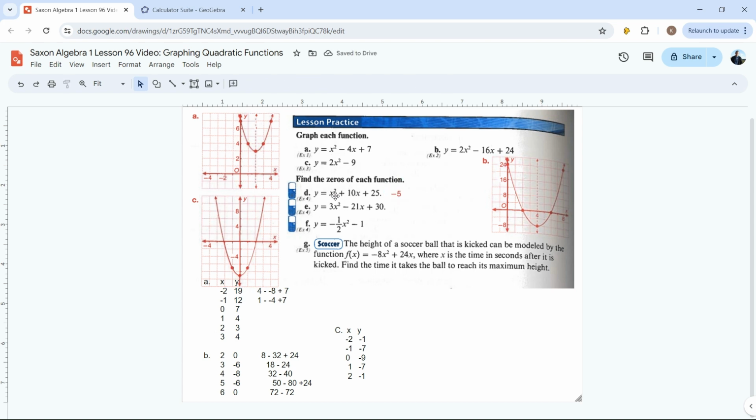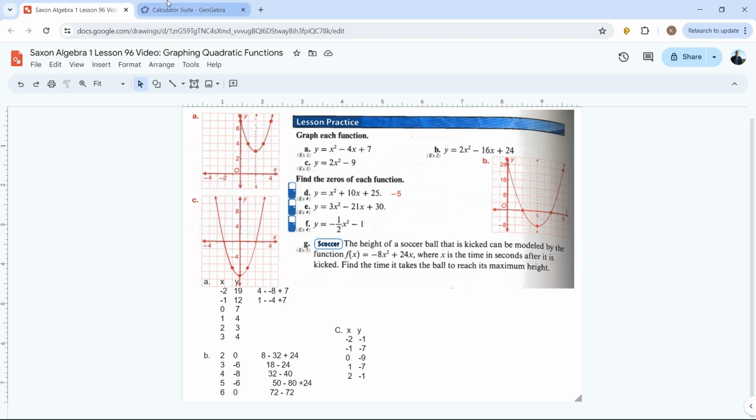What happens if I plug in -5 for x? Let's find out. -5 squared is 25. Plus 10 times -5 is -50. Okay, so 25 minus 50 is -25, plus 25 is 0. And that's the only number that will give me a 0 from this graph because it just barely touches the x-axis.